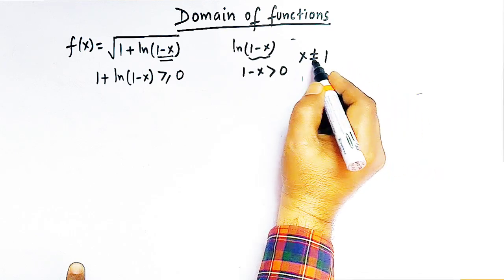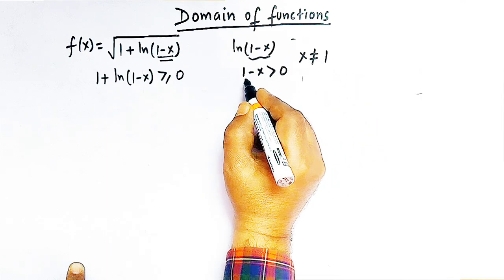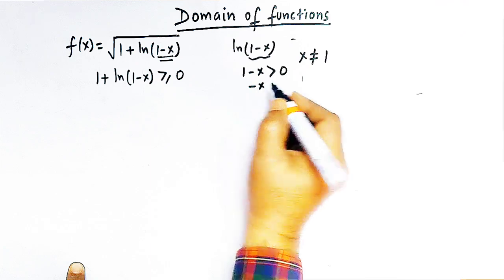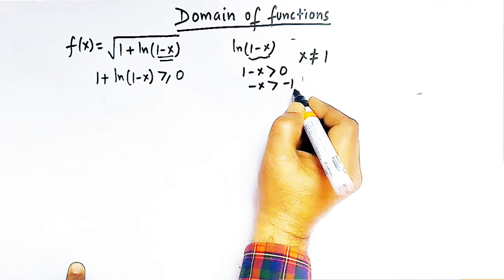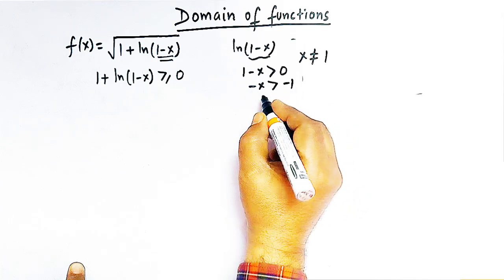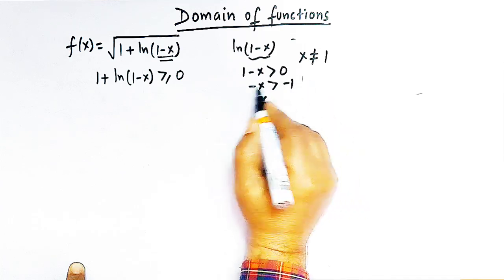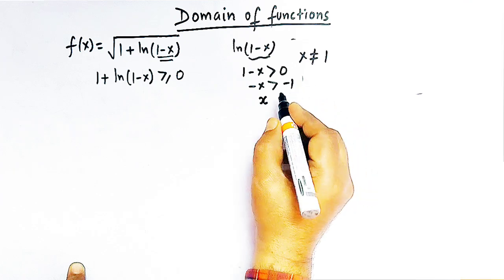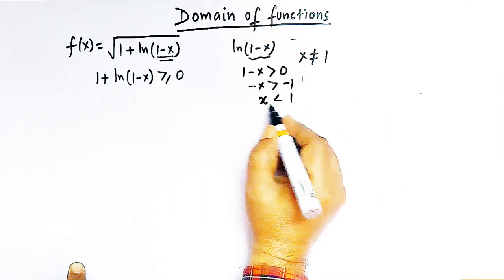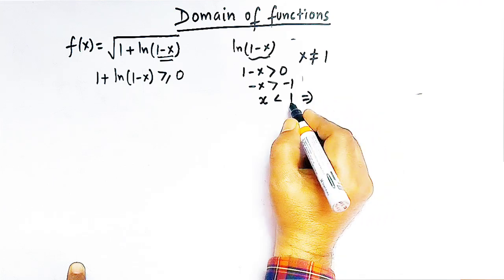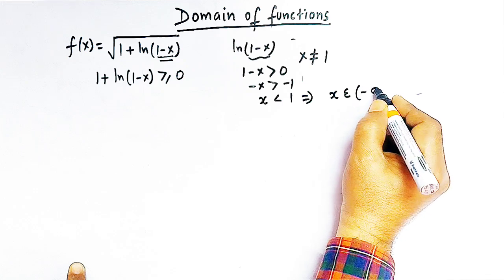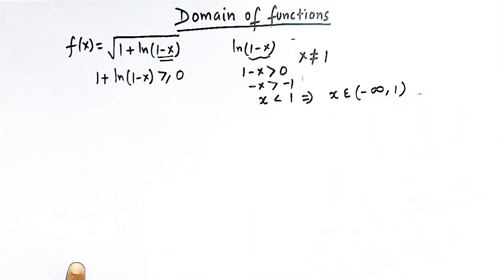So we cannot take x equal to 1, and we should have 1 minus x greater than 0. So we have minus x greater than minus 1, and to get rid of the negative signs we multiply the inequality on both sides by negative 1. The direction of the inequality gets reversed, so we have x less than 1, which implies that x belongs to the interval minus infinity to 1.